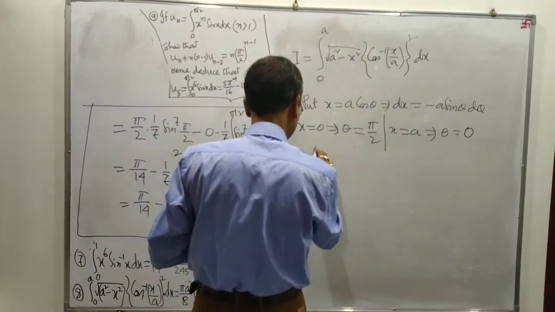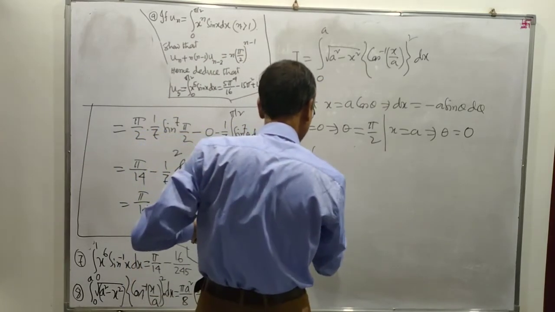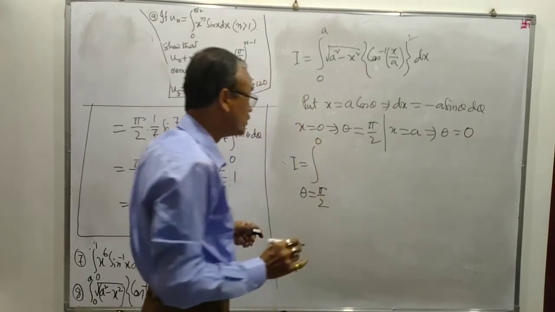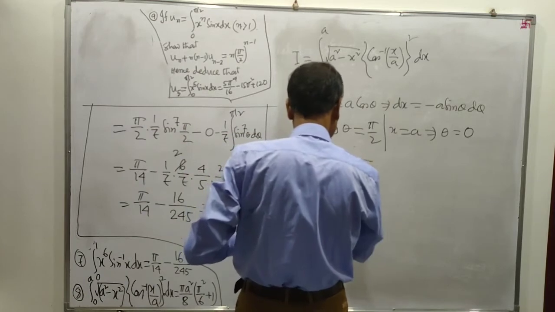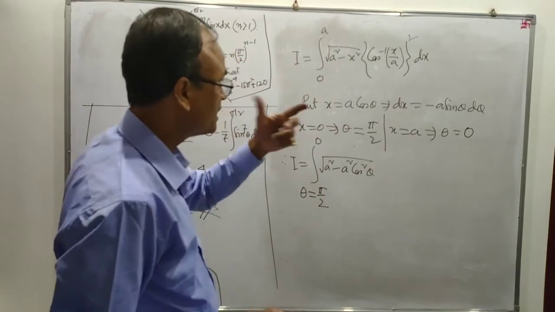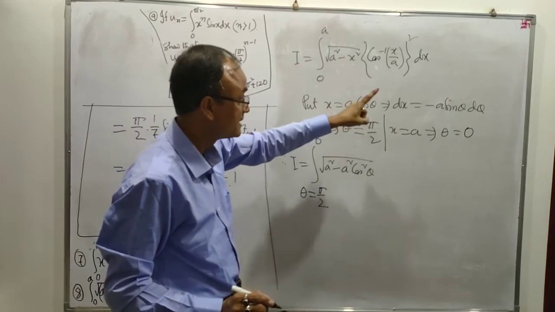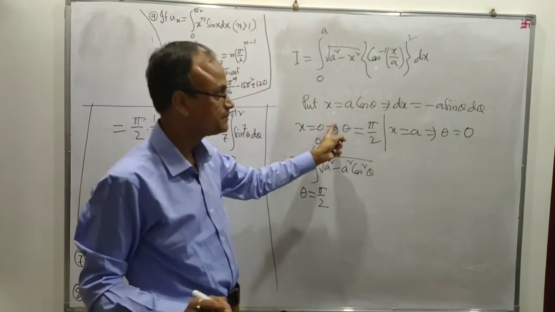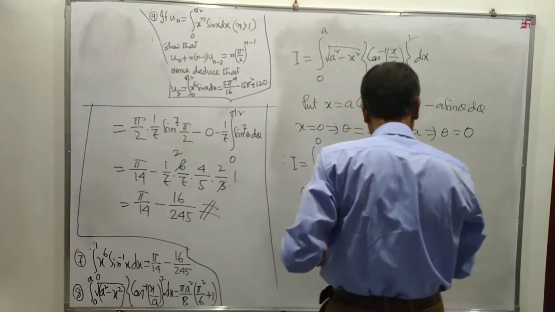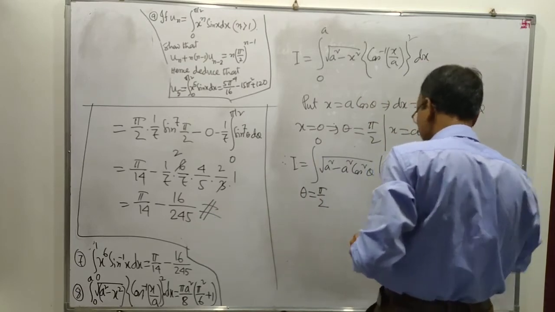Therefore I equal to, x varies from 0 to a. Here when x is equal to 0, theta is equal to pi by 2. So pi by 2 to 0 root over a square minus a square cos square theta. Here x by a equal to cos theta, theta is equal to cos inverse x by a, and it will be equal to theta square. What is dx? Minus a sin theta d theta.